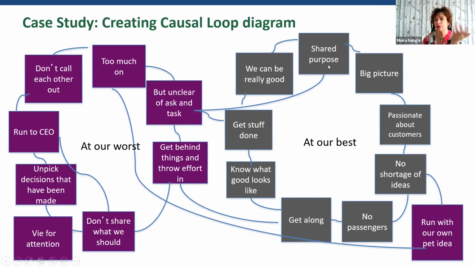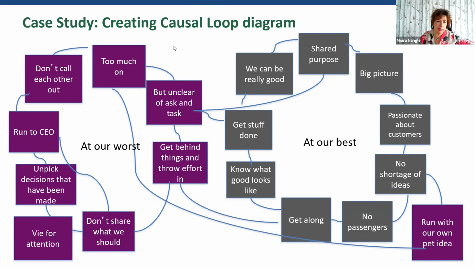So for them, there was this real notion of purpose, seeing the big picture, passion, lots of ideas. They all work hard to bring these ideas to life. They like each other. They do know what good looks like. They get stuff done and they can be really good. But one of the outcomes of all of that energy, enthusiasm, and ideas was that many of them ran with their own pet idea, didn't think to share that with others, but neither did they take a planned approach to anything they were doing. They didn't go through a process of looking at the feasibility of an idea, or thinking about a business case. There were many, many projects that were started but not finished.